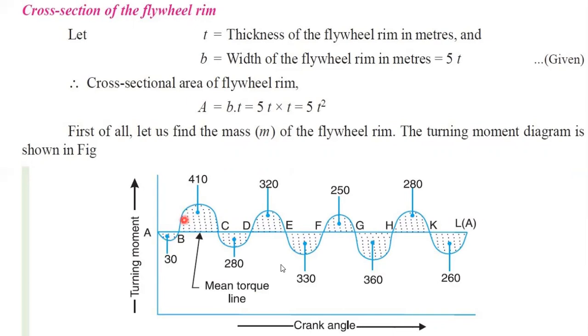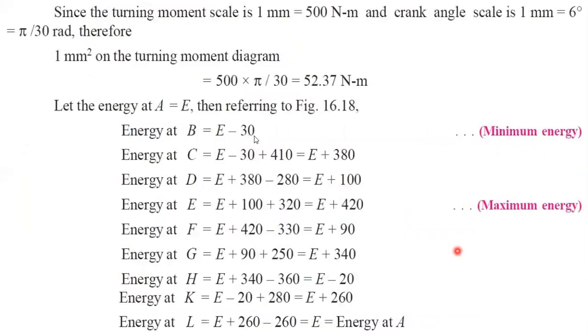So plus photon, likewise, we can easily complete a diagram. And before the calculation, we need to determine the scaling value, right? Since in the turning moment diagram they gave 1 mm is equal to 500 Newton meter and crank angle 1 mm is equal to 6 degrees.